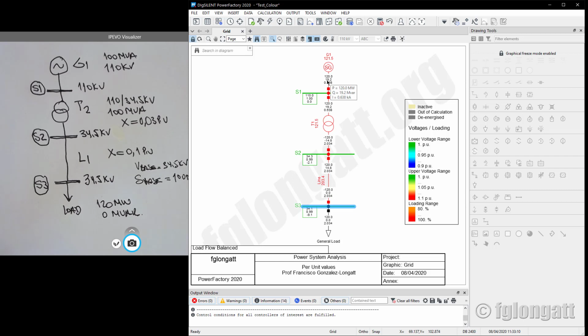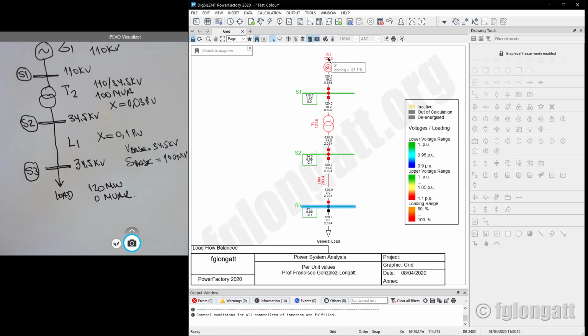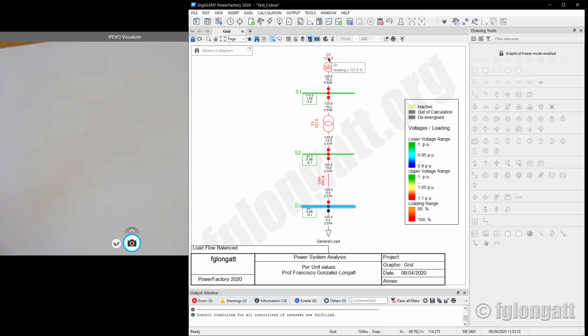You can see the generator. The current in this case is 0.638 kiloamps, and you can see on the top there is a loading of 121%. Okay, a typical question that I have been receiving for many years: what does the 121 mean? How do they calculate it?